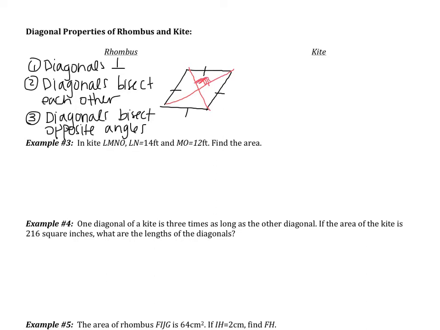Okay, they also bisect each other. So that means one diagonal is bisected, the other diagonal is bisected. And then the last property is that they bisect the opposite angles. So this angle is bisected, this angle is bisected, that angle is bisected, and that angle is bisected.